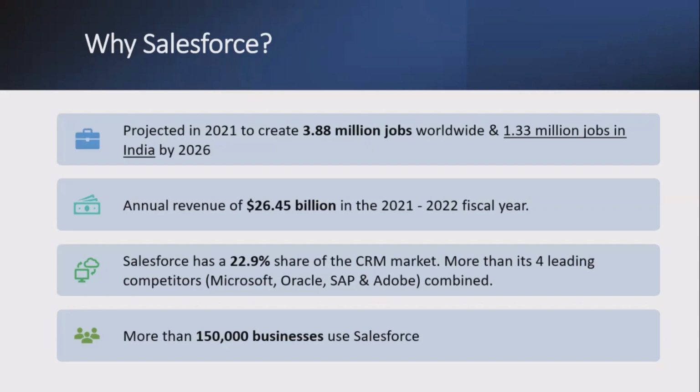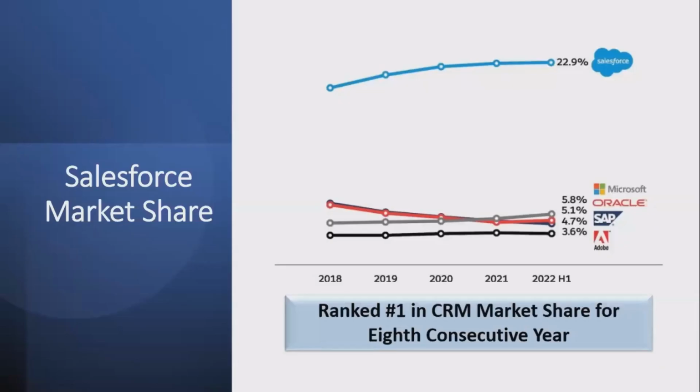Some other interesting stats. This is the market share, as I showed you before. If you see year on year, Salesforce has been ranked number one for the past 8 years. Salesforce is the number one CRM software in the world market. The market share I told about in the last slide is almost 22.9%, and their competitors, Microsoft, Oracle and the others, are around only 5%. Even if you add all of the top four competitors, they don't come close to Salesforce. That is how Salesforce is a big establishment.